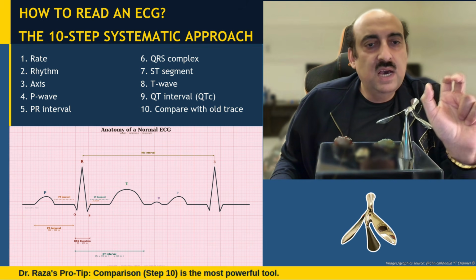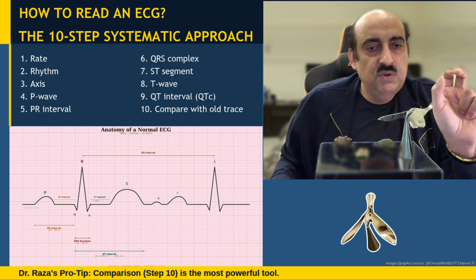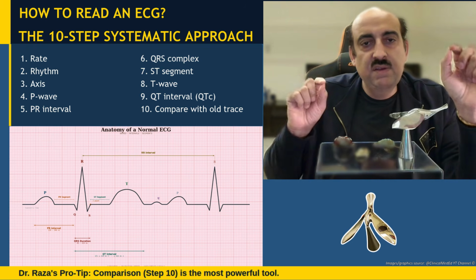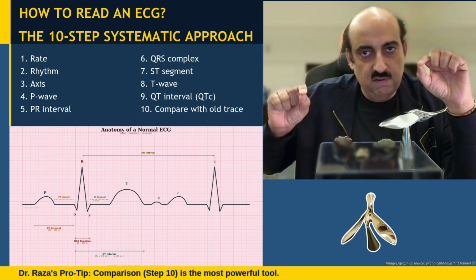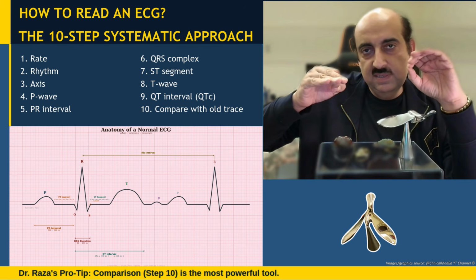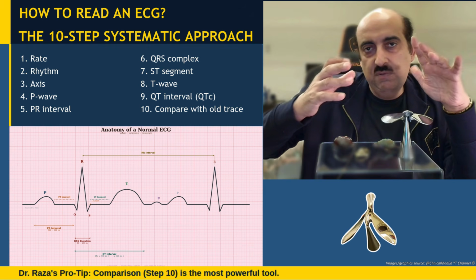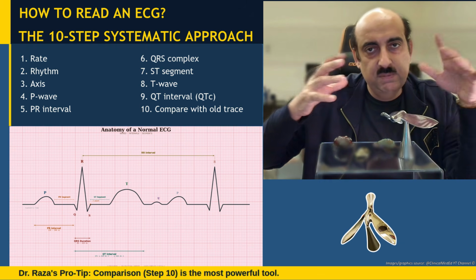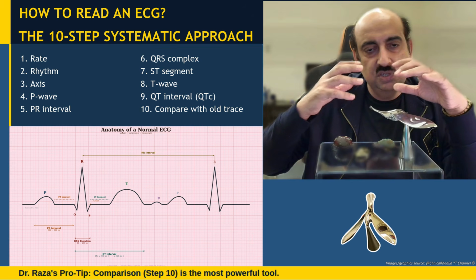Then the PR interval, which is the start of P to the start of the QRS complex. Then we have the QRS complex itself, followed by the ST segment and the T wave, and I'll come to that. We can take the ST segment and T wave together because their etiologies and pathologies are usually linked.